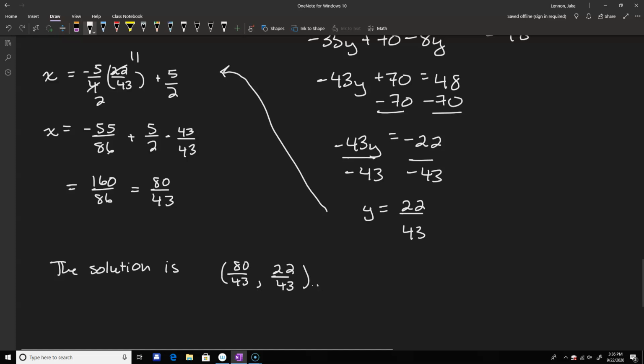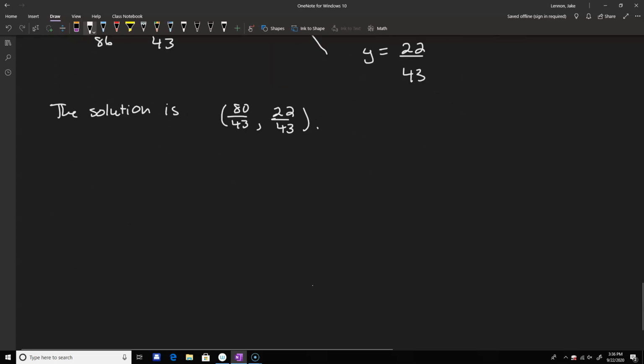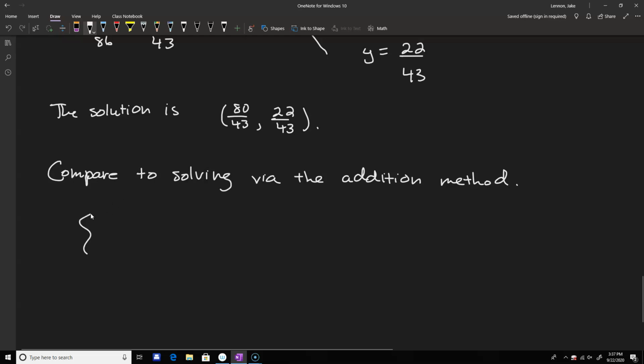So that took quite a bit of effort, and we had to work with fractions, but let's just solve for x using the addition method and see how much simpler it is. So compare to solving via the addition method. We have 7x minus 2y equals 12, and we also have 4x plus 5y equals 10. Those were our original equations.